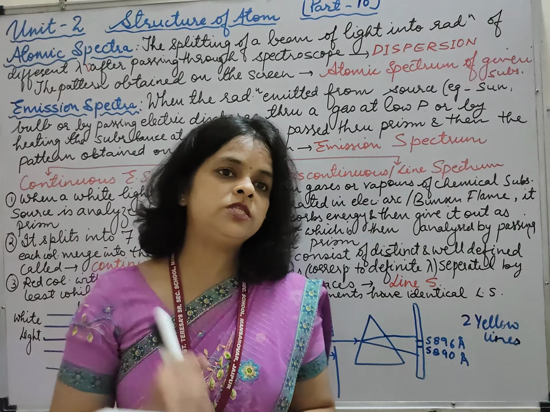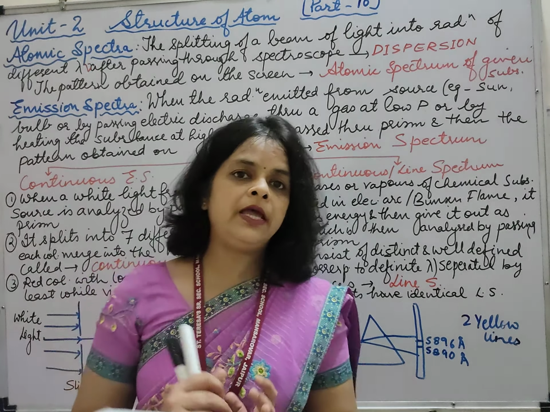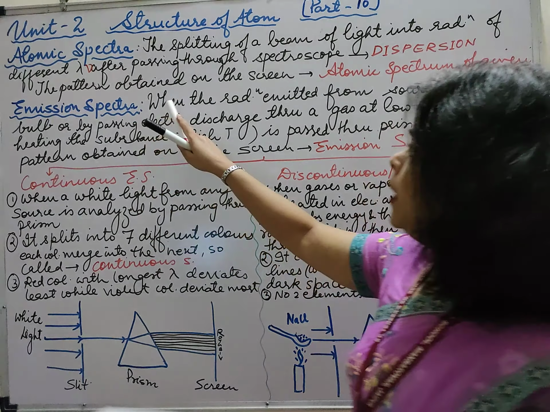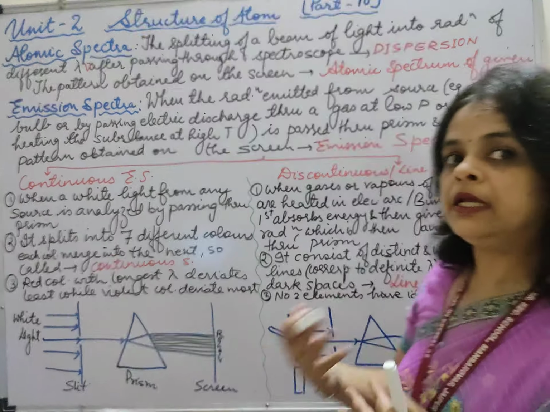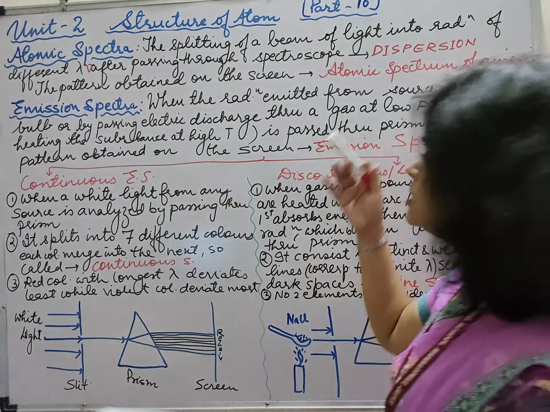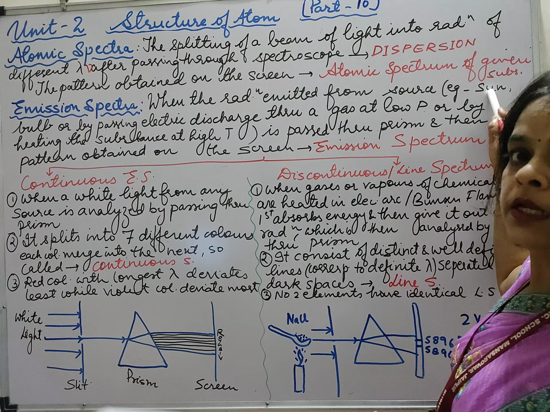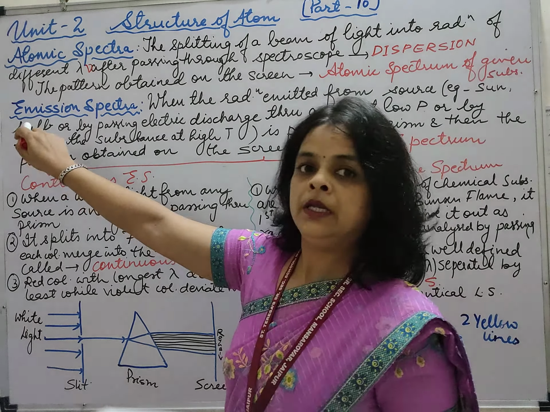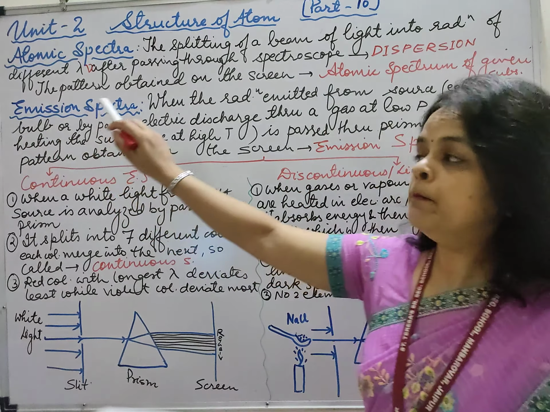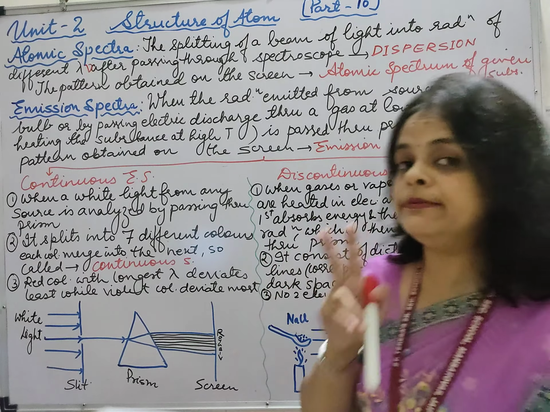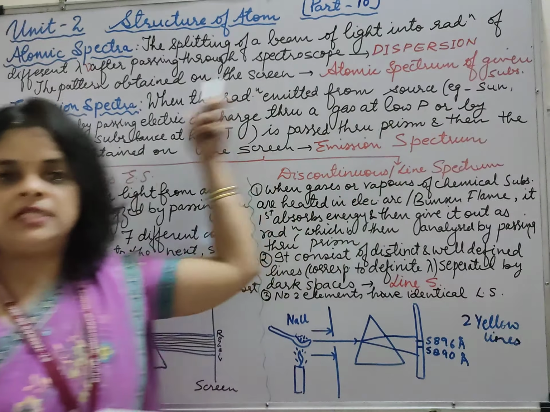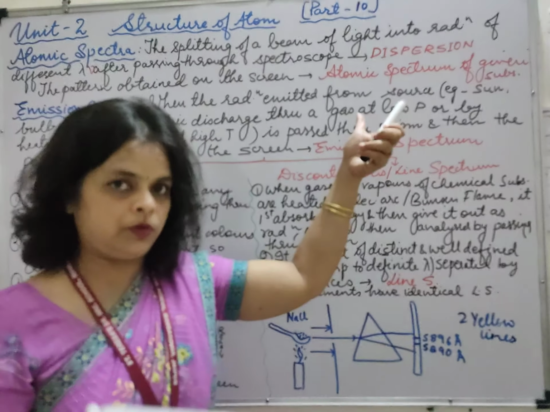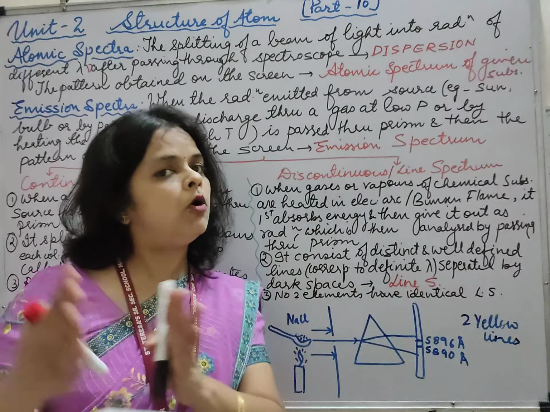So first we are going to start with the emission spectrum. What do you mean by it? Let's go through the meaning. It is obtained from radiations emitted by a source which is emitting its own light. We take two types of sources. The first one is the sun, and the second one is the bulb. Both give light of their own. The bulb is also giving light, or any hot glowing body.